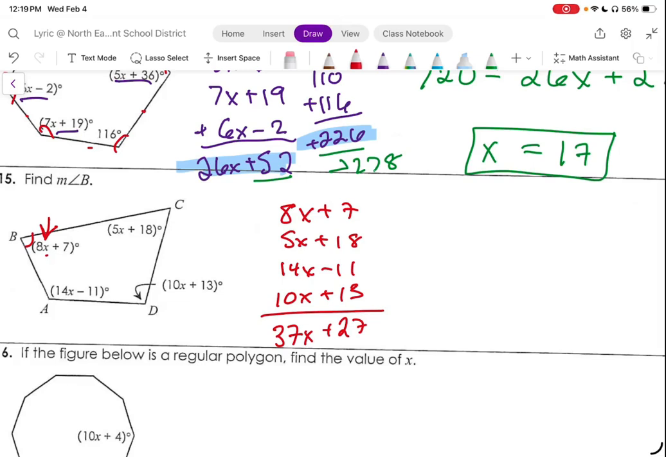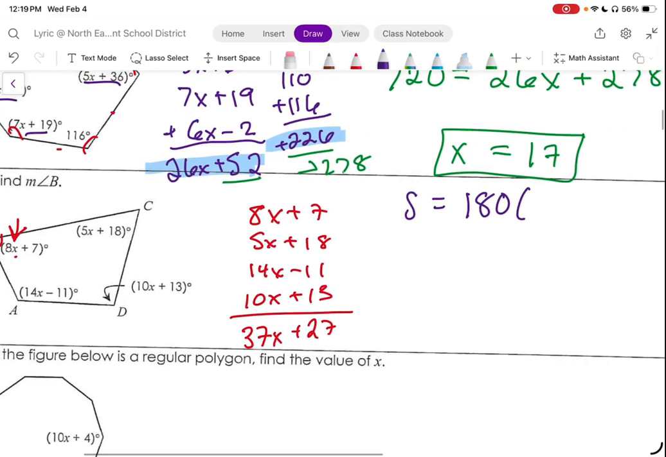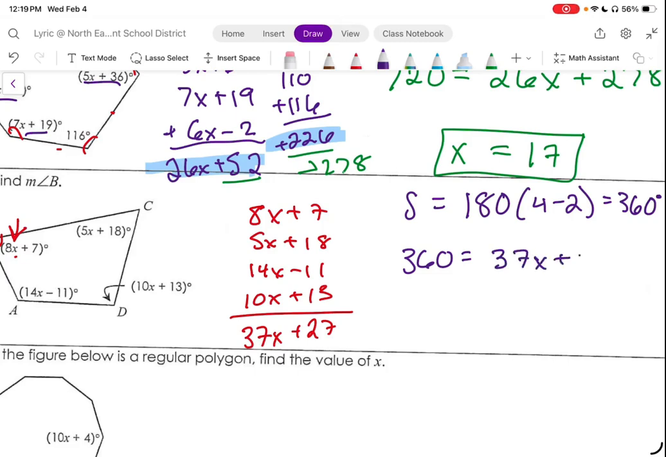And we also need to find out what is the actual total sum of all of the angle degree measurements. So we're going to take our formula from before, 180 times n minus 2, and how many sides do we have? 4. 4 minus 2, which gives us 360 degrees. We're going to say 360 equals our expression here, and solve for x. When you get x, we should get 9.